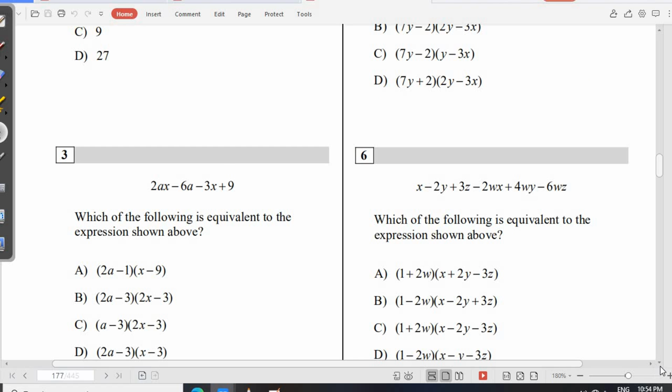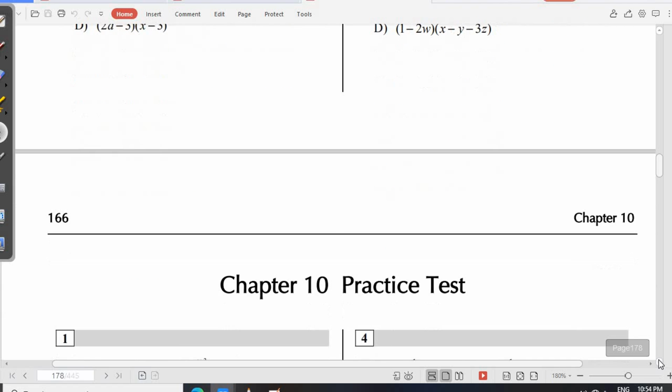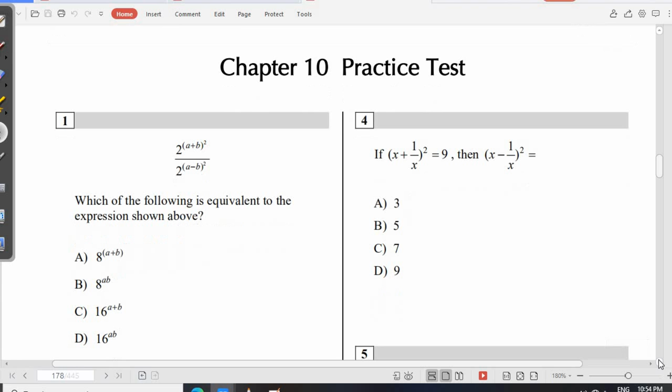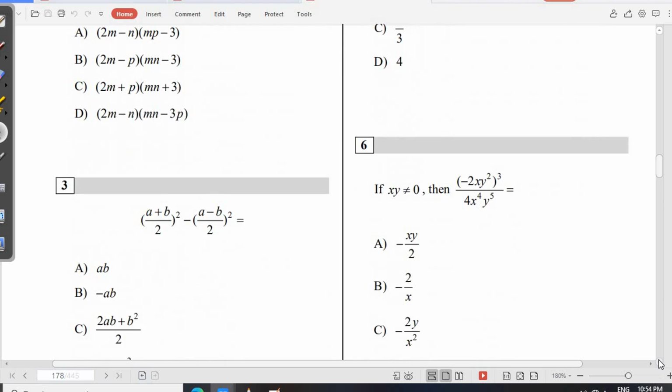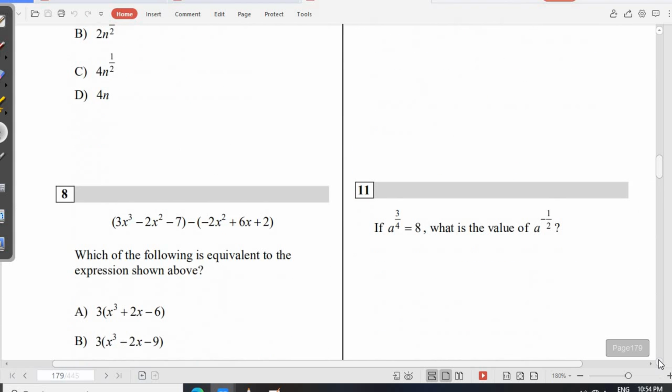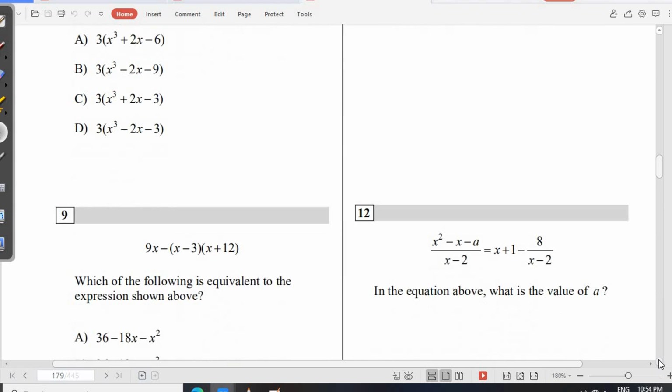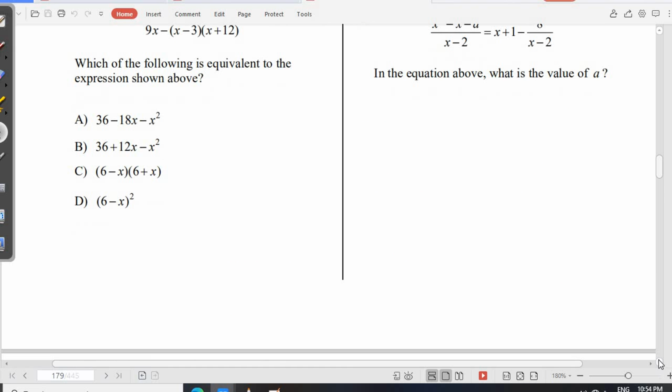Try your hands on number 6. Just below this you have your chapter 10 practice test. I would like you to really solve your practice test, and let's see if you can get the maximum score of 12 over 12. I'm praying you get 12 over 12.